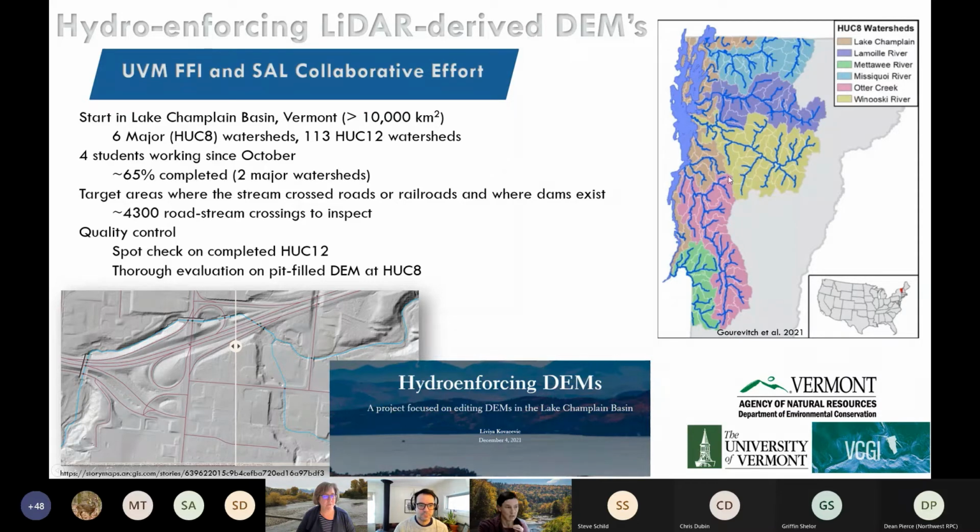And so again, we started in Lake Champlain Basin in Vermont, that is depicted here, 6 major watersheds, 113 HUC 12s shown here in this lighter outline. We worked at this HUC 12 level. We found both in the flood mapping, as well as in hydro-enforcing all of the DEMs, it's a really tractable level to work in. We worked with the SAL because they're great at having a student body that is very effective and efficient at these manual processes. While there are algorithms out there to hydro-enforce, by far the best, maybe not the most efficient, but the most accurate way and most complete way to do it is manually.